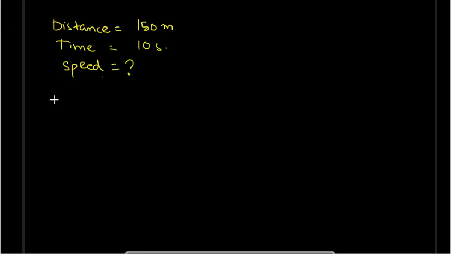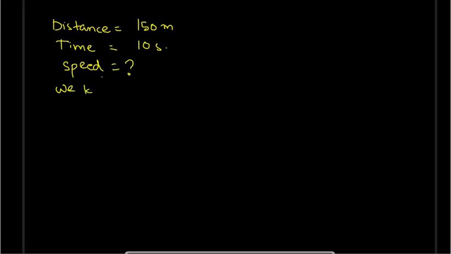What is the distance given to us? Distance is equal to 150 meter. Time is equal to 10 seconds. Okay. And what do we need to find? The speed of the train. So that's a question mark.